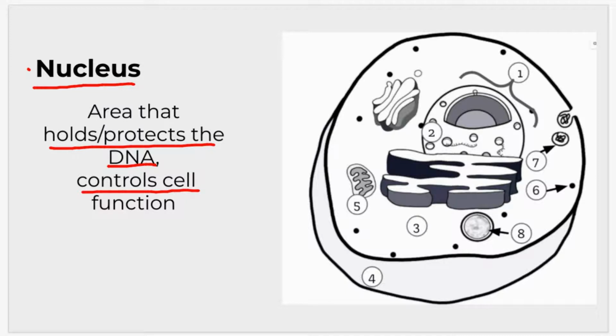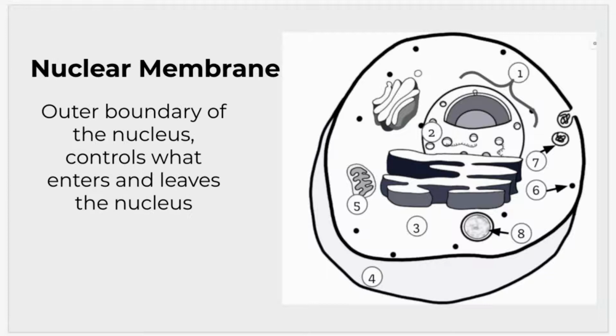In this picture, we're going to find our nucleus right here in the middle. Now, it's this whole structure. The structure is covered by what is called the nuclear membrane, and this also needs to go in your notebook. The nuclear membrane is the outer boundary of the nucleus. It does control what enters and leaves the nucleus. You don't really have to write that part down.